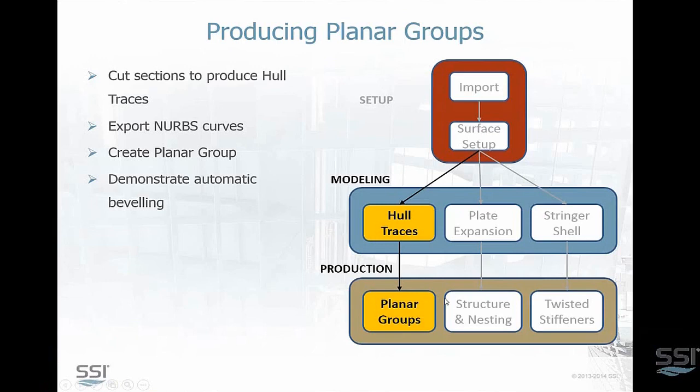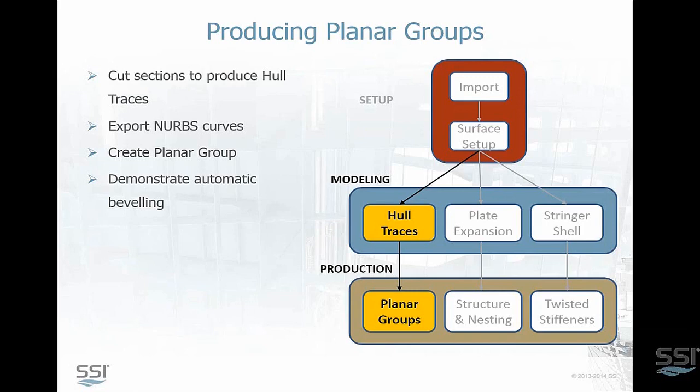So now what we've done is we've taken you down one of these paths of what hull is capable of doing. We imported some surfaces, we cut a section, we extracted the hull trace, and then from that we were able to produce a planar group that had the automatic beveling included.